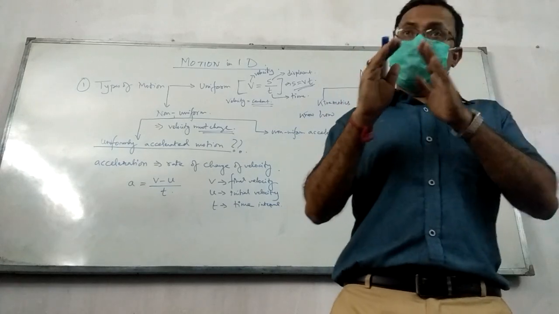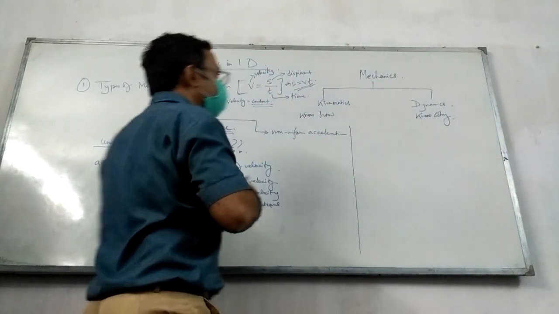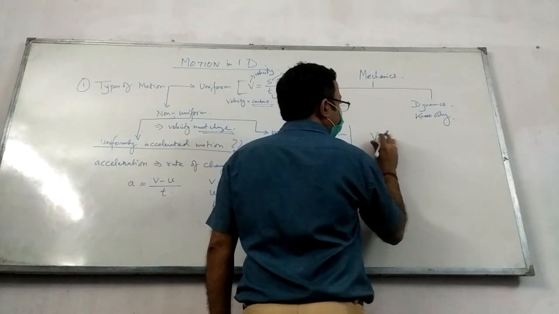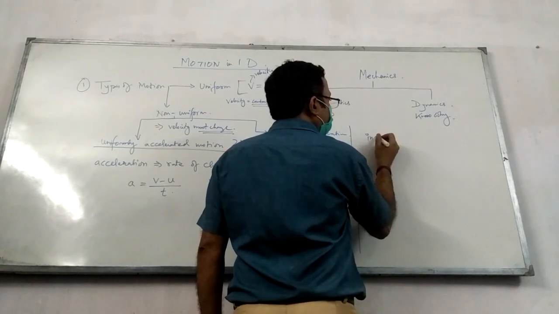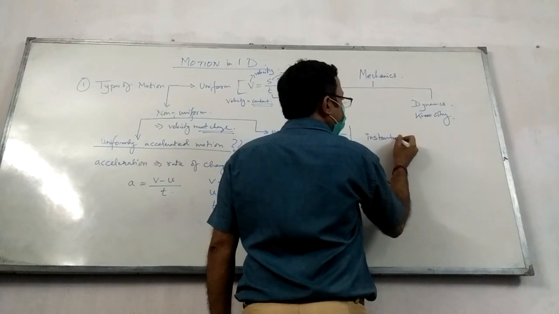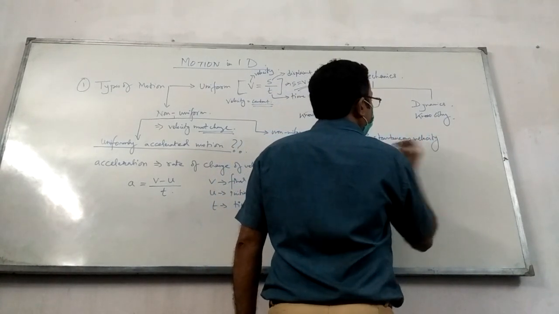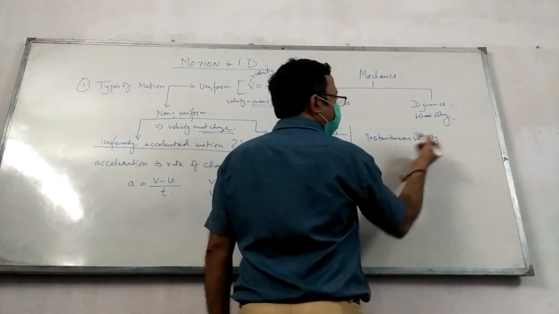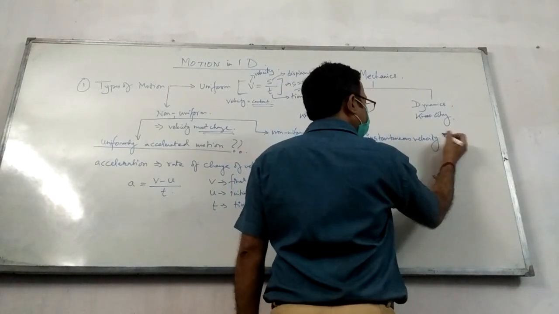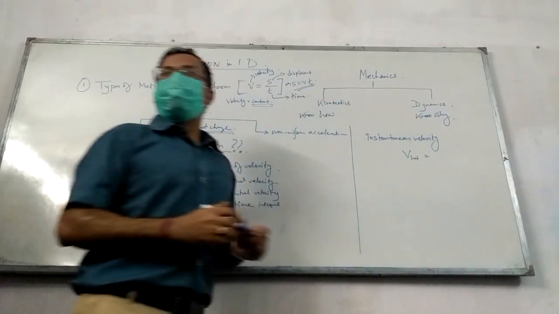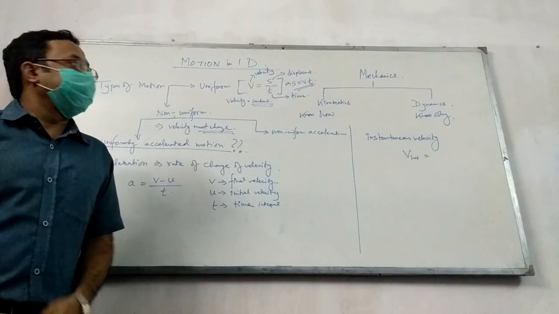When the velocity keeps on changing, there is a very important term that arises, which we call the instantaneous velocity. What is meant by this? We denote it simply with v or v instant. It is the velocity in that moment.